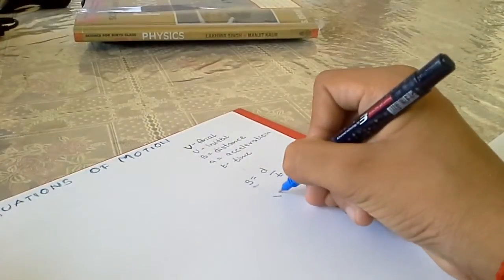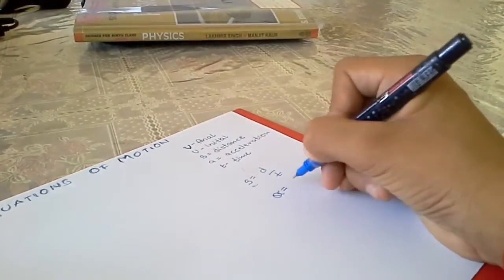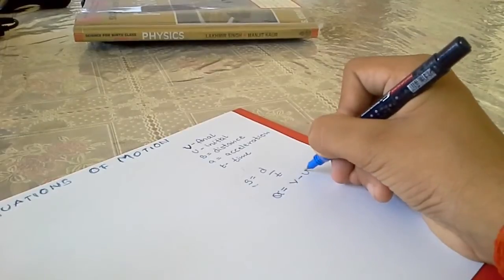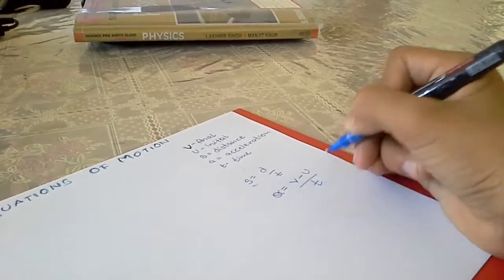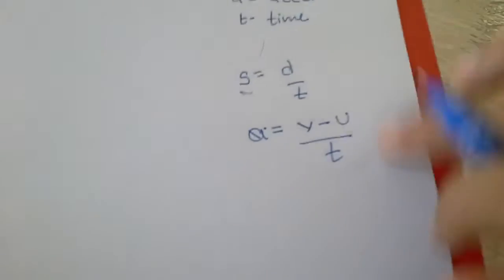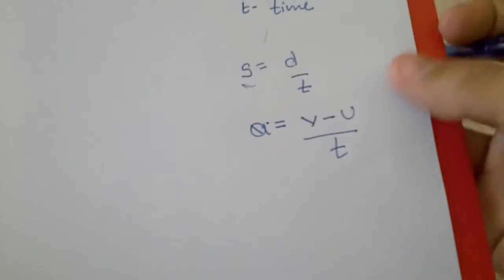Next, I also assume that we know acceleration is final position of the body minus initial by the time. Now that we know these two formulas, I'm assuming that we know.